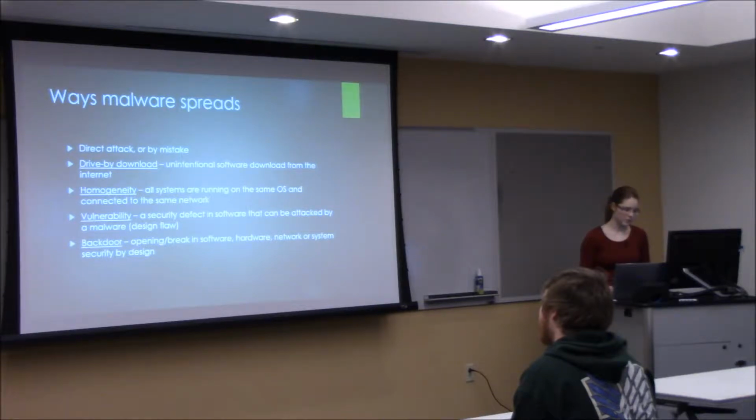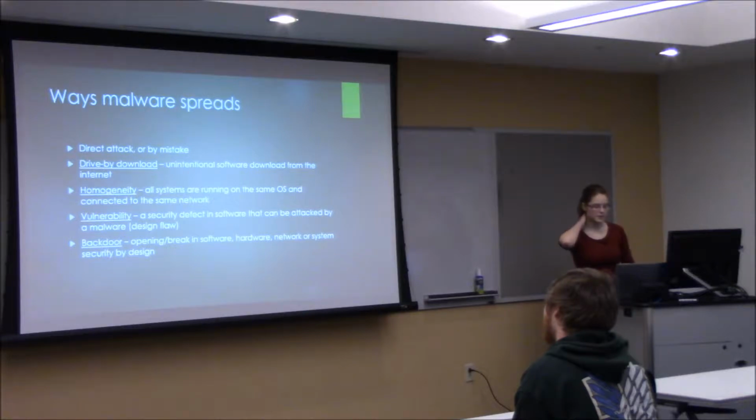The next one would be homogeneity, which is more of a vulnerability because it's defined as all systems running on the same operating system and being connected to the same network. It makes it really easy for worms, which we'll talk about in a little bit. Because everything's on the same operating system, if the attack is on the operating system, you can attack all the other computers within the network. That can be devastating, especially if you're working for a company and all the computers are running on the same system.